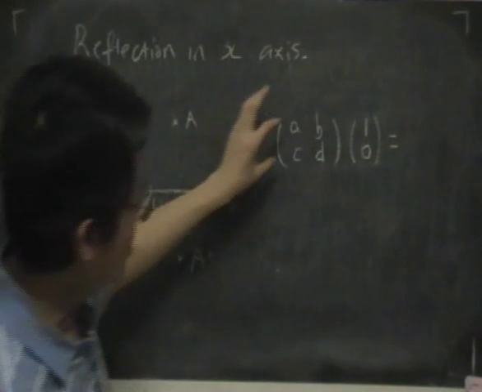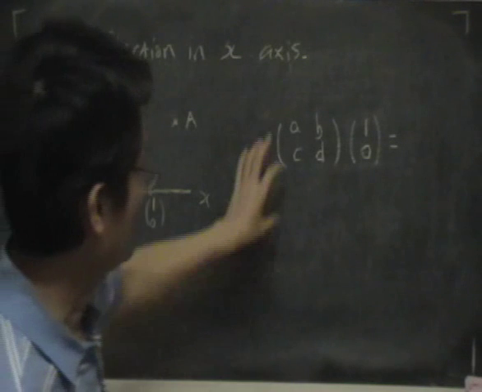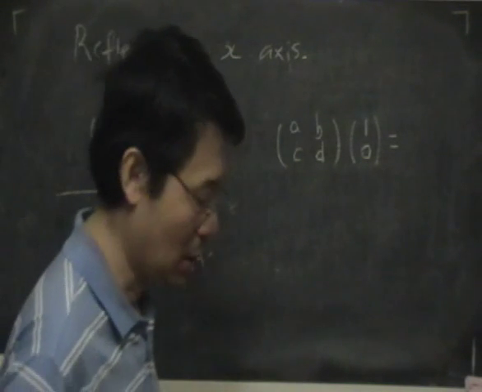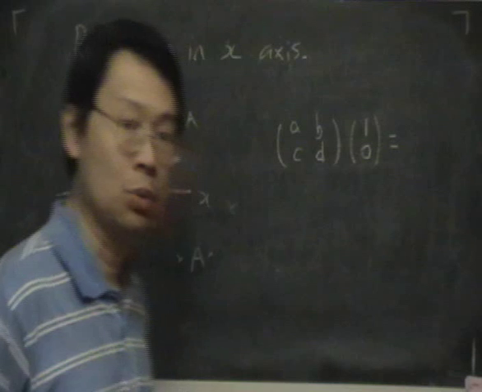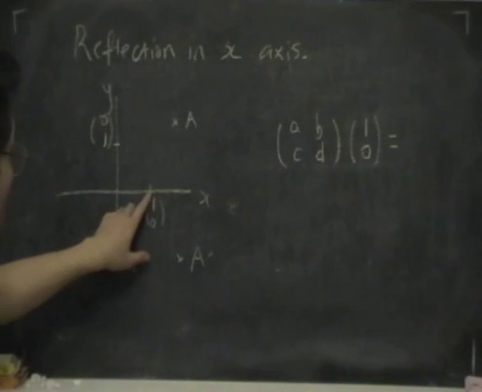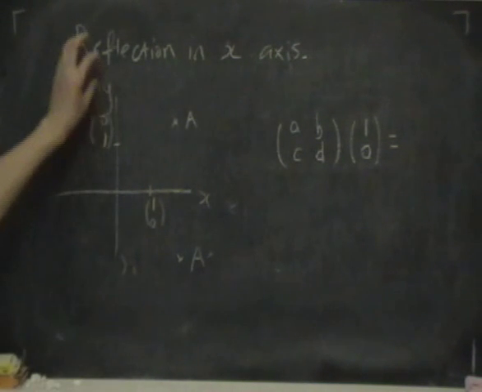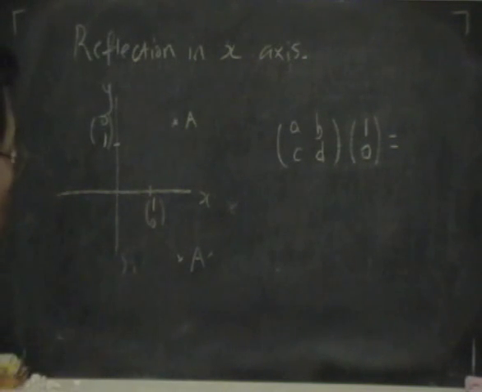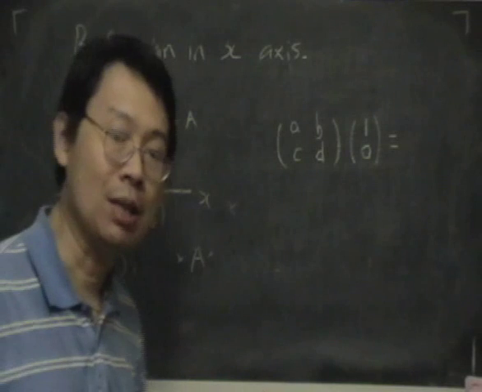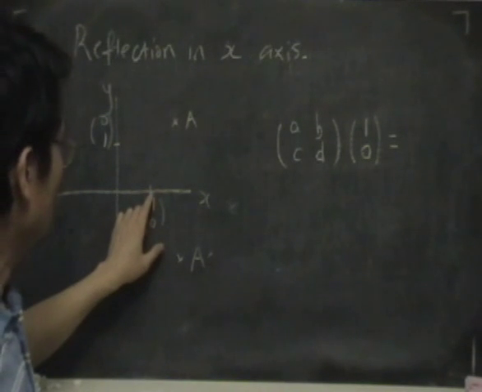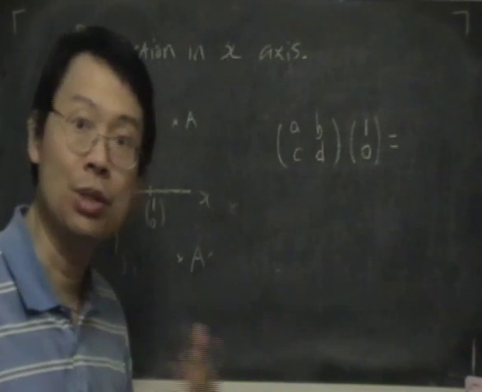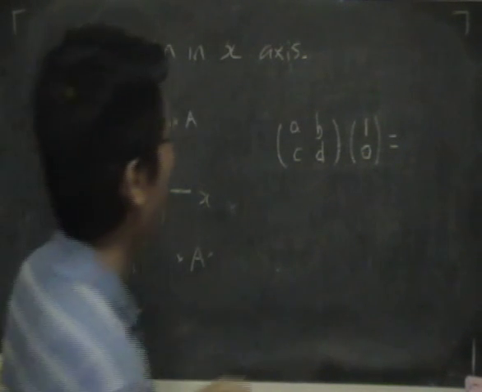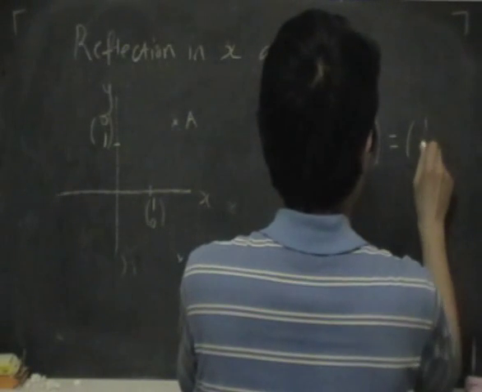I don't know what these numbers are, what A, B, C, D are, but I do know where the image point for that should be if there is a reflection in the x-axis. Because that point is on the x-axis, if I reflect about the x-axis, it's just the same point. The image point is just the same point. So my answer should be 1, 0.